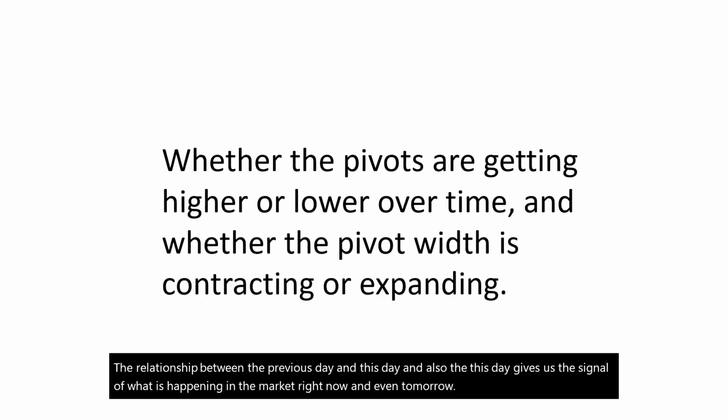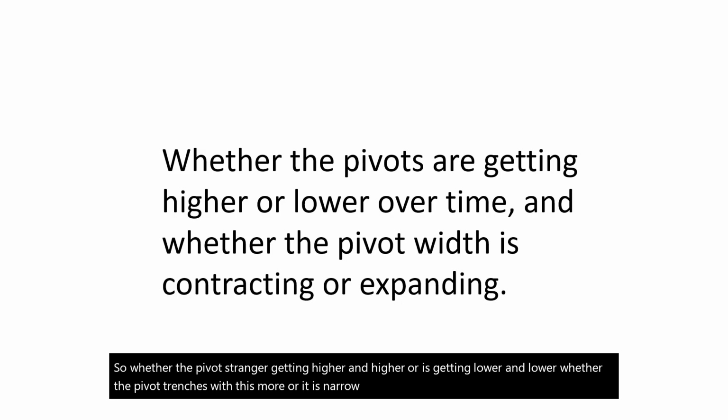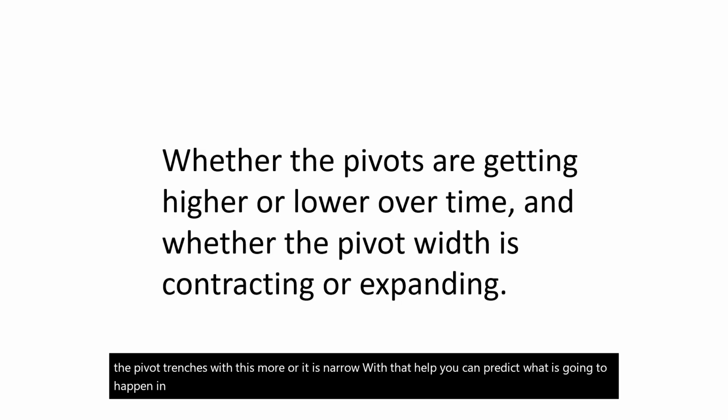So whether the pivot ranges are getting higher and higher or lower and lower, whether the pivot range is wide or narrow, that helps you predict what is going to happen in the market. Either the stock is going to trend up, or it's going to trend down, or it's going to be sideways. You can do a lot of different things with this CPR.